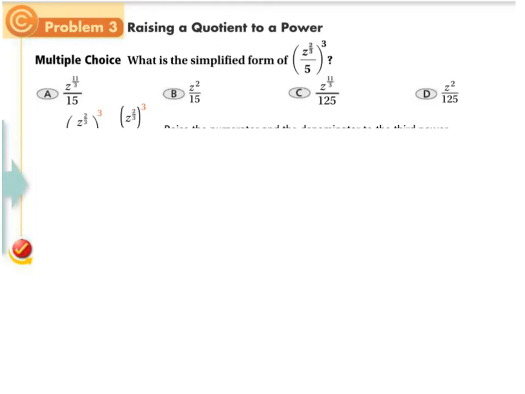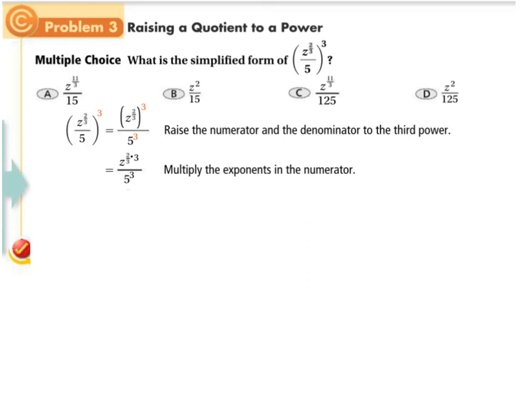So first, if we're going to use the rule that we just learned, we're raising a fractional base or a division problem to a power, so we're going to give that to each part. So z to the 2/3 will get raised to the third, and 5 will get raised to the third. Raise the numerator and denominator separately to that exponent. And then, what do we do here? Well, remember when you raise a power to a power, you multiply the exponents, okay?